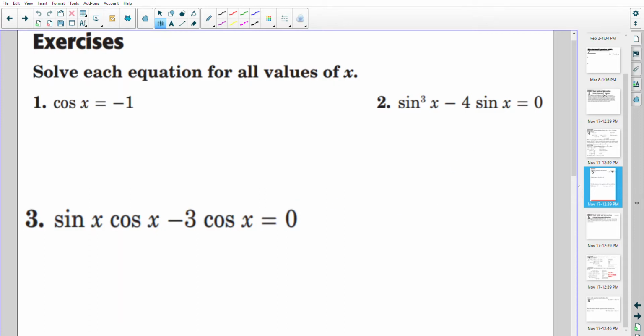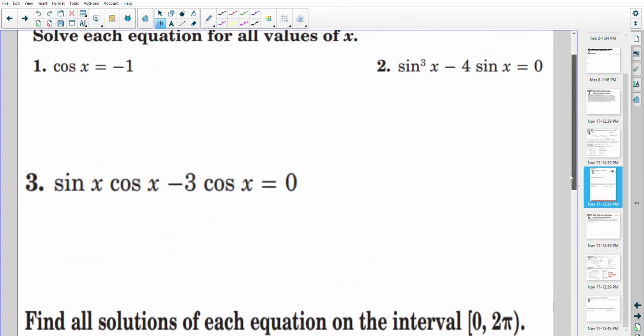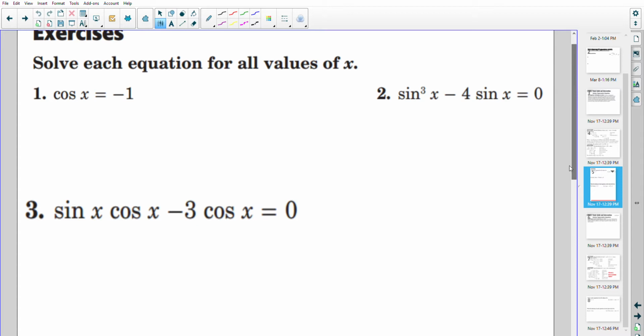Solving equations requires factoring or combining like terms, and there are two types of questions. You could solve for all of the values of x, or alternatively, you could solve for x's on a certain domain. So let's take a look at the first ones, and the first question is straightforward. The question is, what are all x's such that the cosine of x is equal to -1?